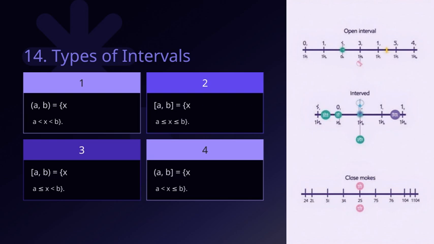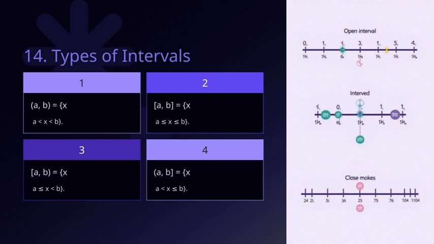Understanding these differences is crucial because they affect how we include or exclude boundary values in our analysis, and that ties directly into how we interpret real-world data and functions. So, recognizing whether an interval is open, closed, or half-open helps us define the precise set of values we're dealing with in any problem.